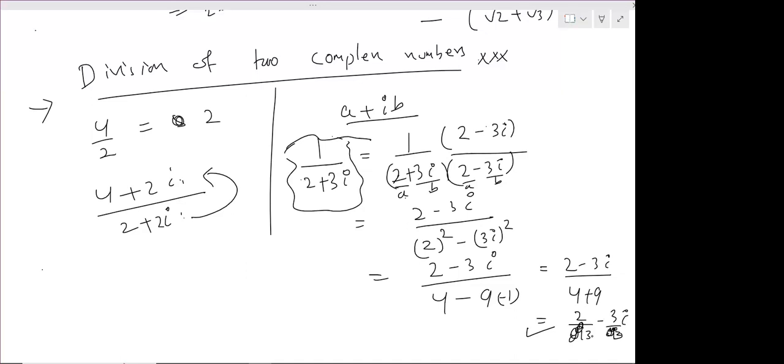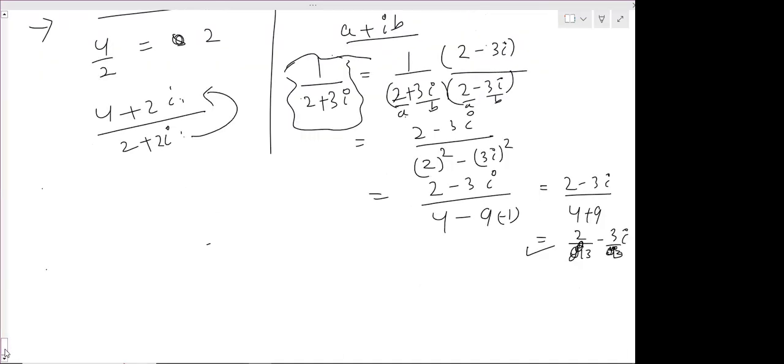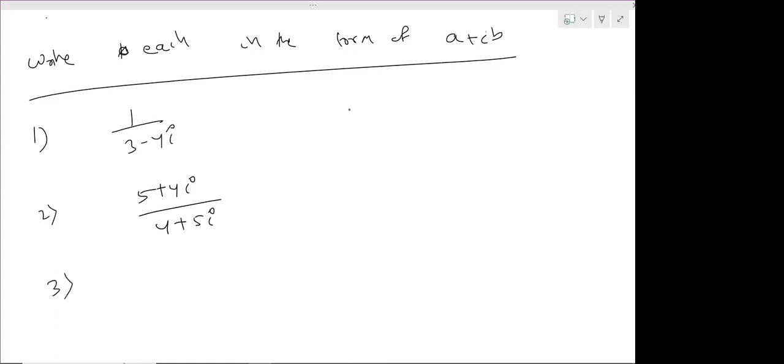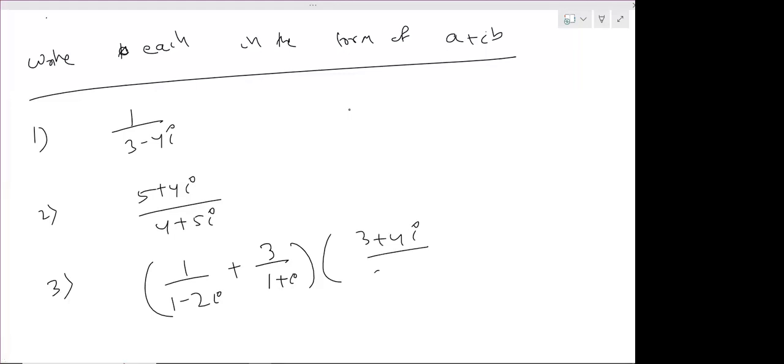Few questions for you. Write each in the form of a plus ib. 1 upon 3 minus 4i. 5 plus 4i upon 4 plus 5i. 1 upon 1 minus 2i plus 3 upon 1 plus i, multiplied with 3 plus 4i upon 2 minus 4i. Tell me when you're done.